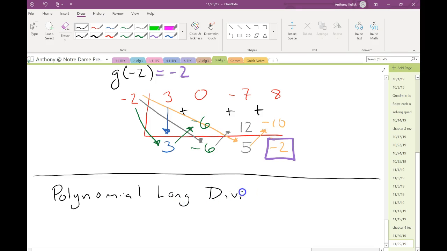So the next topic that we'll talk about is polynomial long division. And before I start talking about this, I need to ask you guys, how many of us know how to do regular number long division? This used to be not a question I had to ask, but it seems like some schools are doing a little bit less of this instruction than others. Okay. So let's do an example here of regular, numeric long division to just kind of get our memories jogged.